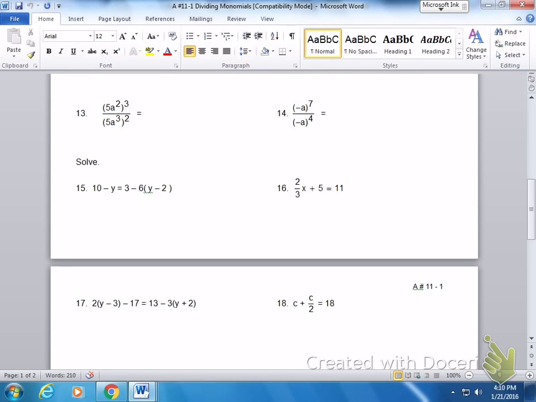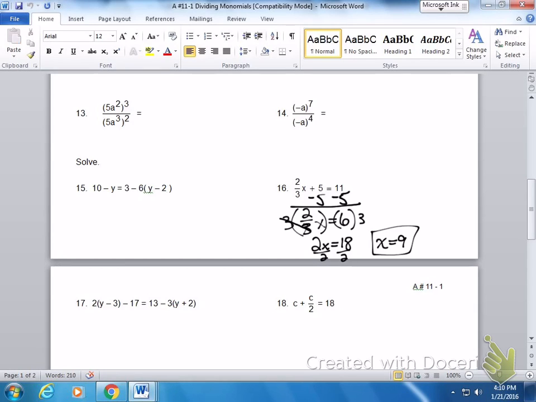I'm going to do number 16 because maybe it's a little harder than the rest because it's got a fraction in there. The first thing I want to do is subtract 5 from both sides. My goal is to solve for x, so I need it by itself. That leaves me 2/3 x equals 11 minus 5 is 6. Now to get rid of fractions, you multiply both sides by the denominator, which is 3. It cancels out the denominator and leaves me 2x. 6 times 3 is 18. I divide both sides by 2, and you should get x equals 9.